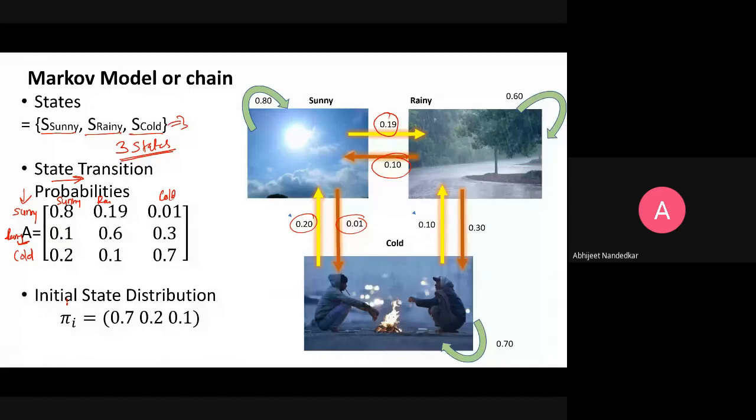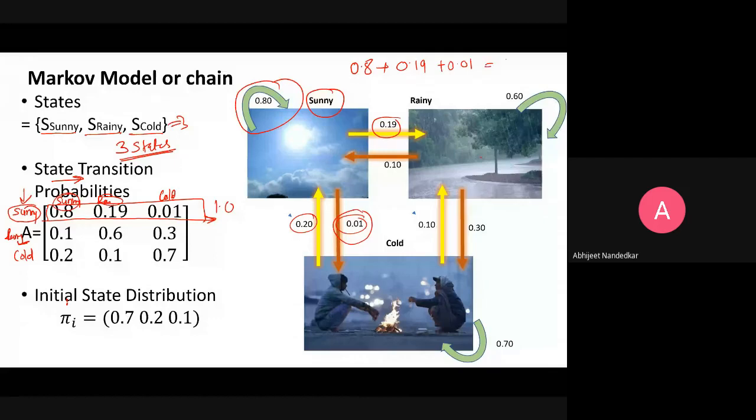Now what is important to note is that the sum of each row is 1. What does it mean? When you are transiting from sunny to sunny, sunny to rainy, sunny to cold, suppose I take sunny: the self transition is 0.8, then sunny to rainy is 0.19, and then sunny to cold is 0.01. So the sum should come to 1. That is the main thing.